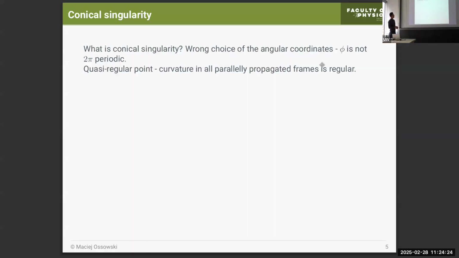There's also a somehow related notion of a conical singularity. So what exactly is a conical singularity?